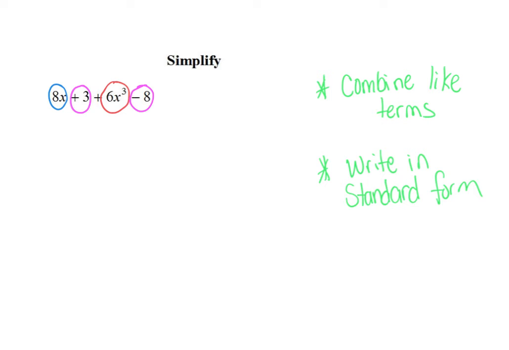To write in standard form, I'm going to start with the highest degree, meaning the bigger exponent. So 6x to the third, I'm just going to rewrite it. Because it had a plus in front of it, it means it's positive. Then I'm going to start with the next highest, which would be 8x, so plus 8x because it's positive. And then 3 minus 8 gives me negative 5.